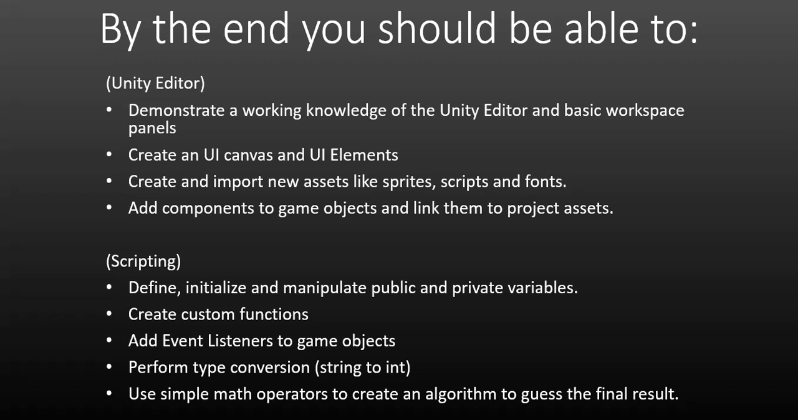We're going to learn how to add event listeners to game objects. In this case, we'll add it to a button or buttons, button instances. We are also going to learn how to perform type conversion, converting a string to an integer data type. And you're going to be using simple math operators to create an algorithm to guess the final result. Alright, without further ado, let's begin.